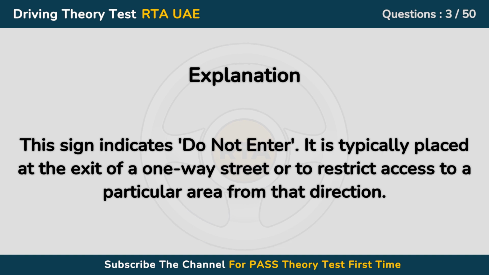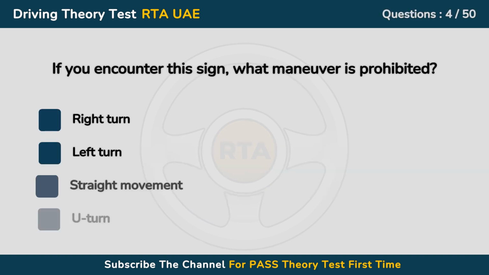that direction. Question 4. If you encounter this sign, what maneuver is prohibited? A. Right turn. B. Left turn. C. Straight movement. D. U-turn.